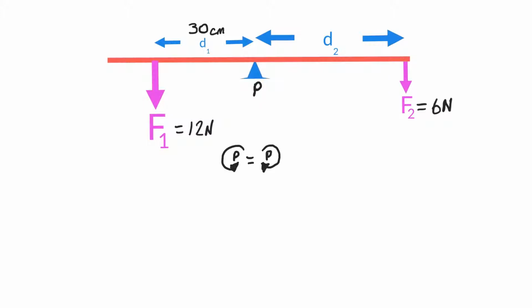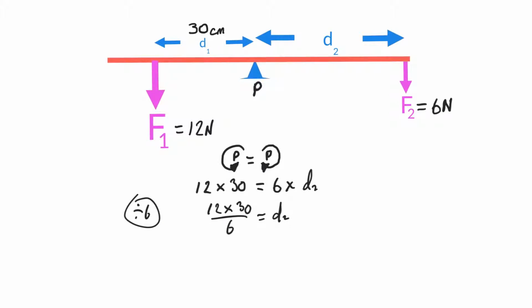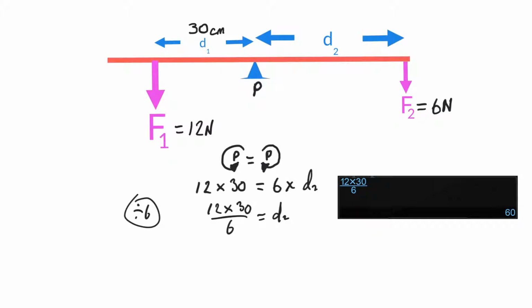Now we need to fill in this anti-clockwise moment. Moment is force times distance, so 12 newtons times 30 centimeters. Always fill them in the same order, with force first and distance second. And then we can do that for the other side. We don't know d2, but we can write it as 6 times d2. Now we want d2, but we've got 6 times d2. The correct thing to do is to divide both sides by 6. And so we can now just put that through our calculator, and that gives us d2 equal to 60 centimeters.